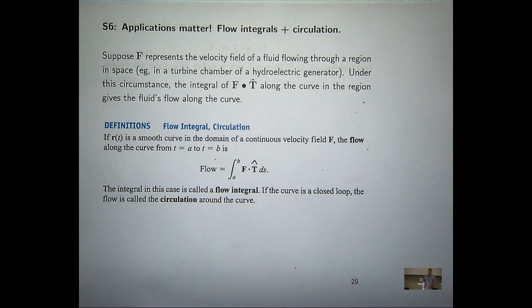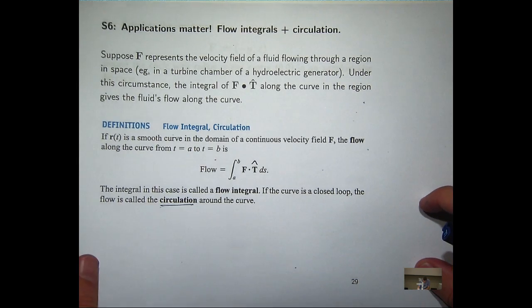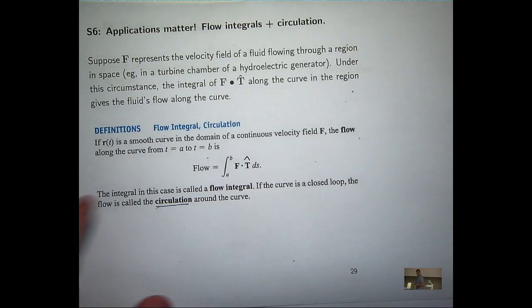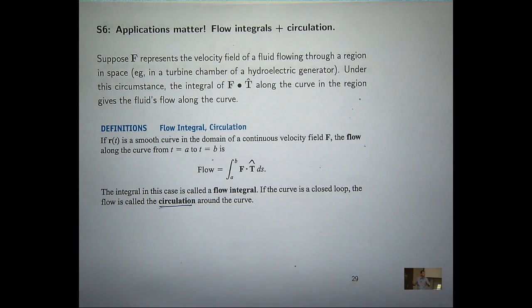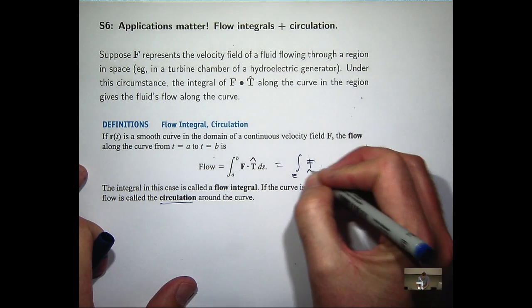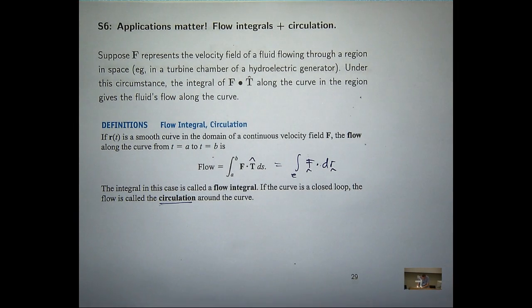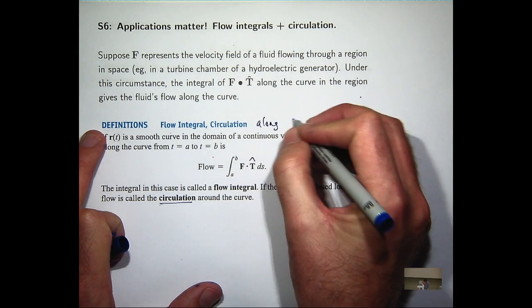If the curve C is a closed loop, like a circle or an ellipse, then the flow is called the circulation around the curve. Okay, and we talked about circulation density last week when we were looking at the curl, the scalar curl. Okay, so there's nothing really that much different here. It's just, remember, an integral over a curve. So it's nothing new. It's just sort of given another name in a different context. Okay, so along, say, a curve C.